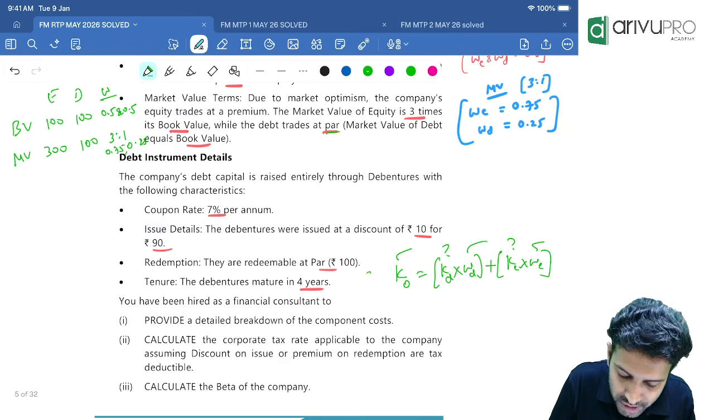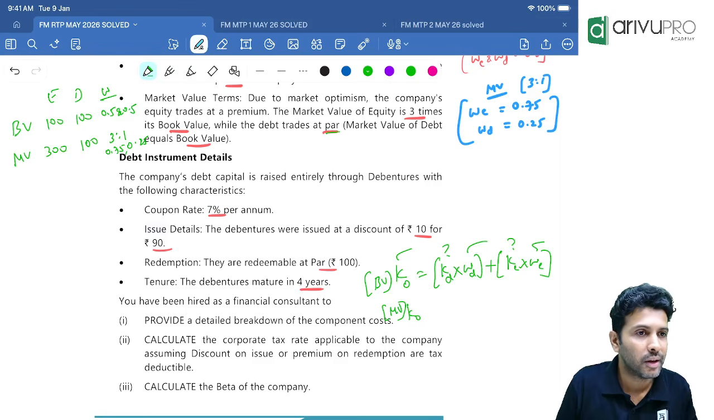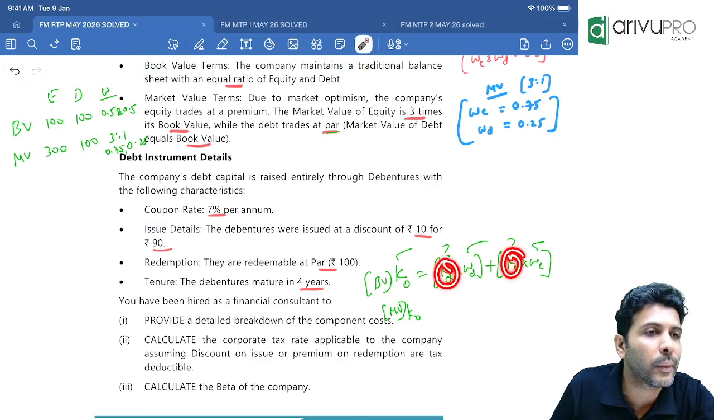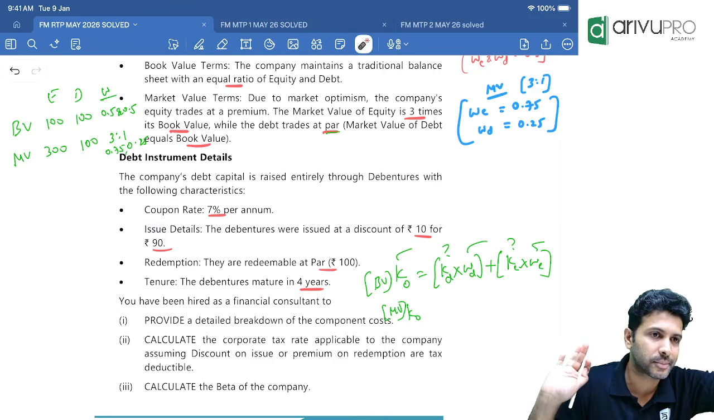This is the equation based on book value. Same equation you will get for KO based on market value. Only one component will be missing: KD, the cost of debt, or the cost of equity will be missing. One you need to substitute and get the answer. It's pure maths. Nothing to do there.